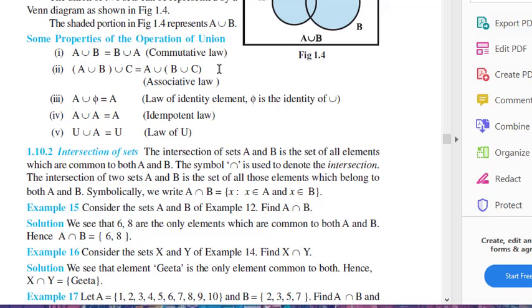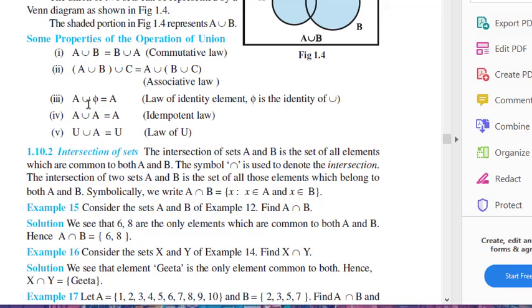Similarly, it follows the associative law. Associative law means that if I take the union of A and B first and then with the result I take the union with C, the result will be the same as if I take the union of B and C first and then its union with A. So A union B whole union C is the same as A union B union C. So it satisfies the associative law.